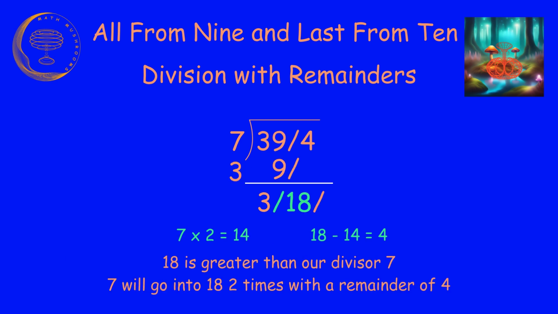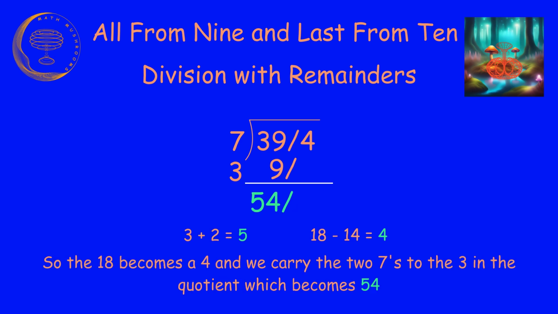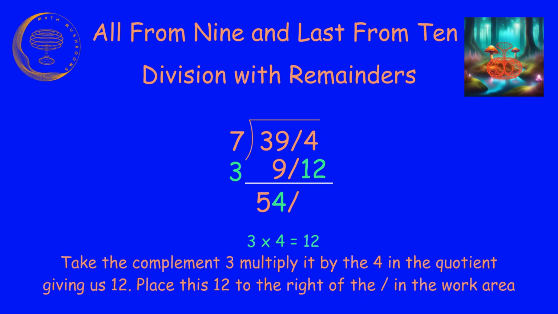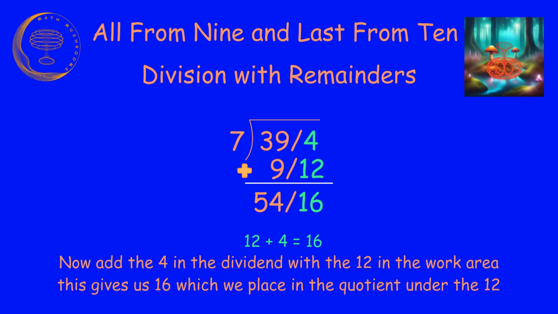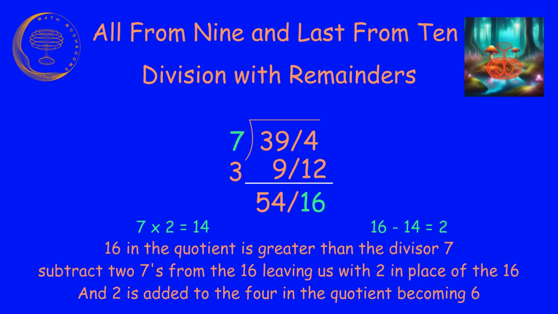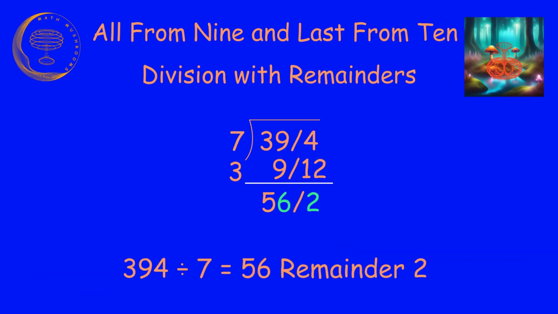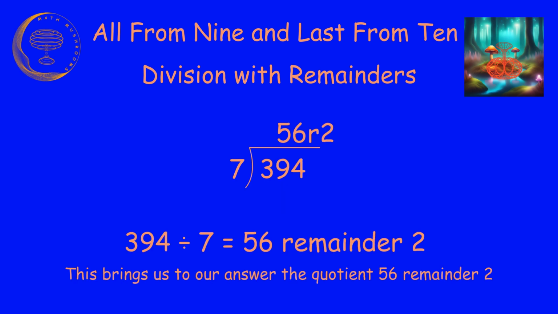18 is greater than our divisor 7. 7 will go into 18 2 times with 4 remaining. The 3 in the quotient becomes 5 and the 18 becomes 4. Now take the complement 3 and multiply it by the quotient 4. We get 12. We now add the dividend 4 with the 12, and we get 16. This 16 is placed to the right of the forward slash in the quotient. 16 is greater than the divisor 7. 7 goes into 16 2 times with a remainder of 2. Add the 2 times to the 4 in the quotient and place the remainder 2. 394 divided by 7 equals 56 remainder 2.